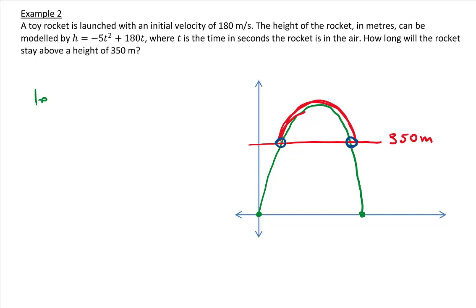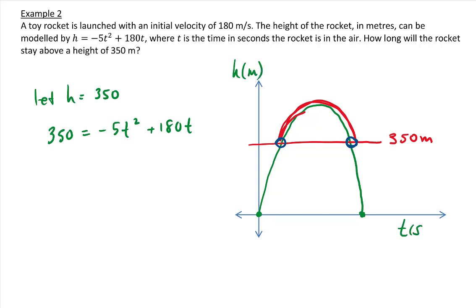So we start by saying let h equal 350. So this gives us that 350 is equal to negative 5t squared plus 180t. So remember that h is our what? Remember that h is on our y-axis, and that is in meters, and time is along our x-axis, and that is in seconds. So to solve this equation, we need to get 0 on one side. So I'm going to move everything to the left side. So that gives me 5t squared minus 180t plus 350 equals 0.